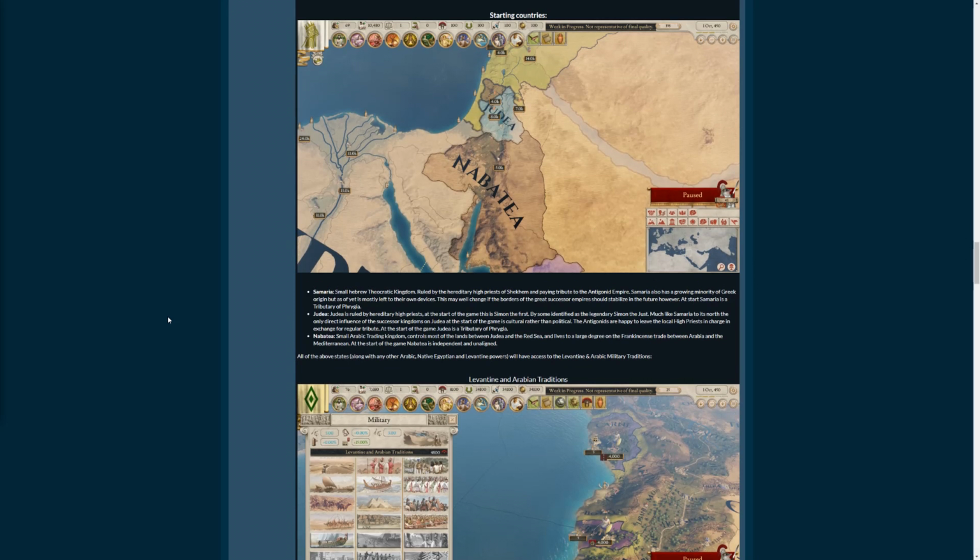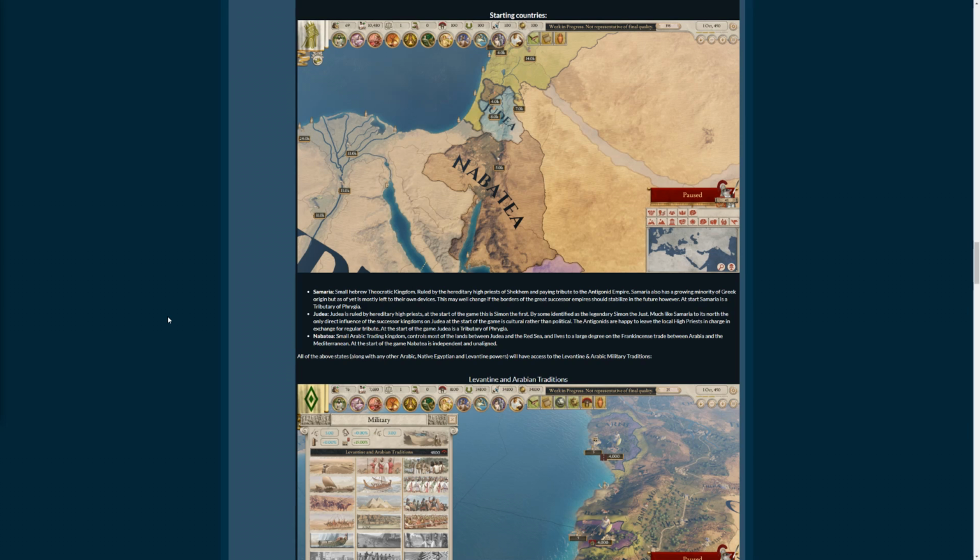And our starting country, Samaria, a small Hebrew theocratic kingdom ruled by the hereditary high priest of Shechem and paying tribute to the Antigonid Empire. Samaria also has a growing minority of Greek origin, but as yet is mostly left to their own devices. This may well change if the borders of the great successor empire should stabilize in the future, however. At start, Samaria is a tributary of Phrygia.